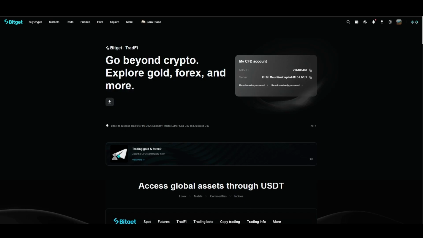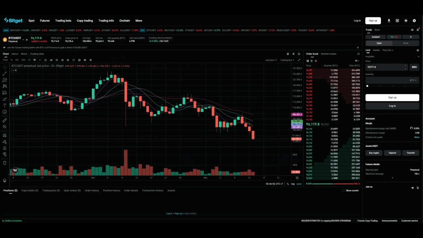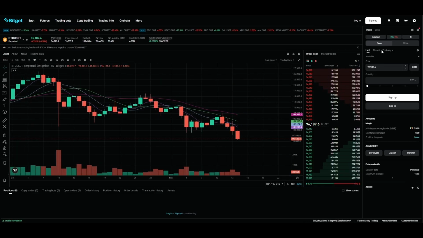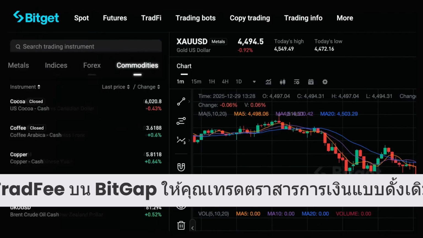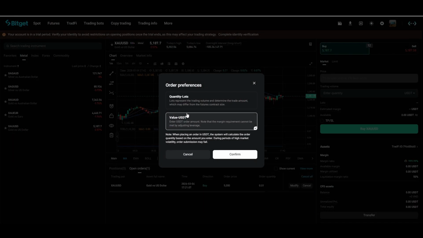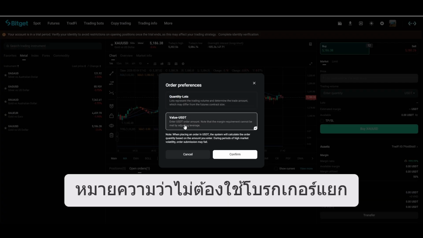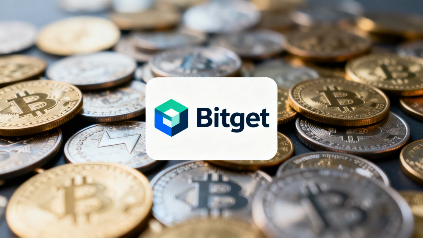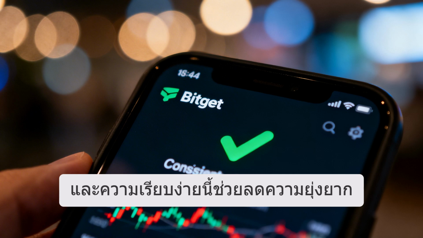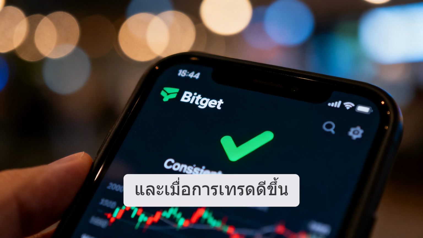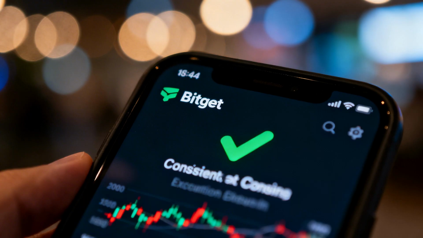What is Bitget TradFi? Now let's talk about Bitget TradFi. If you already use Bitget for crypto futures or spot, this will feel familiar. TradFi on Bitget allows you to trade traditional financial instruments like Forex pairs and gold using USDT as margin. That means you don't need a separate broker, no complicated funding process, and no dealing with multiple platforms. Everything stays inside your Bitget ecosystem. And that simplicity reduces friction. When friction goes down, execution improves. And when execution improves, your consistency improves.